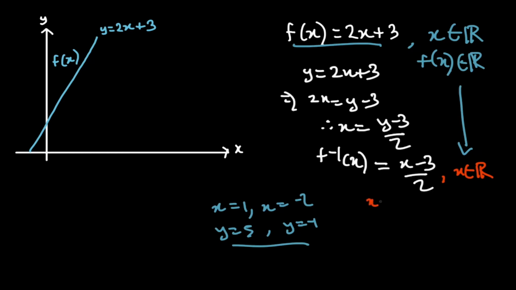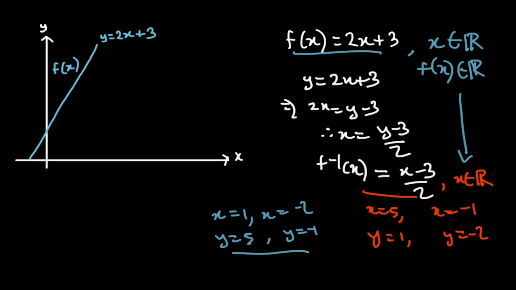Let's do this. x equals 5, and x equals minus 1. If you plug these values here, we can see that the y value for x equals 5 comes 1, and the y value for x equals minus 1 comes minus 2. So you see that these two are switched.